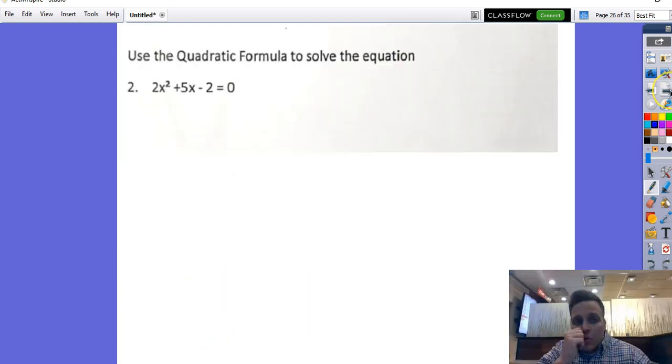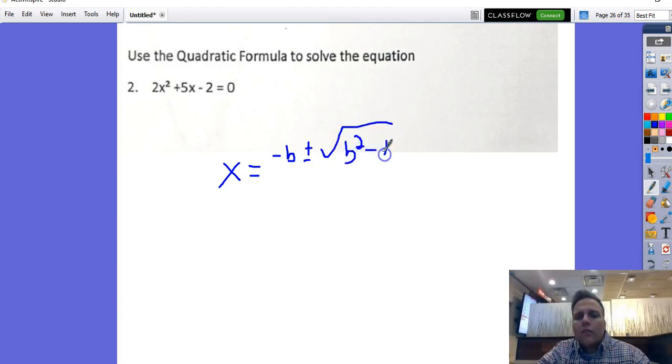Okay, let's move on to number 2. It says use the quadratic formula to solve this equation. So it's important that you remember what the quadratic formula is. The quadratic formula is x is equal to negative b plus or minus the square root of b squared minus 4 times a times c, all divided by 2 times a.